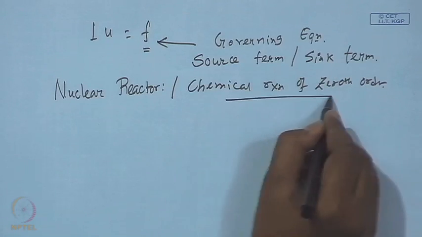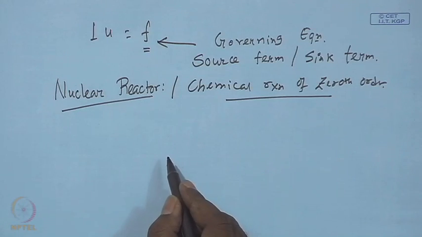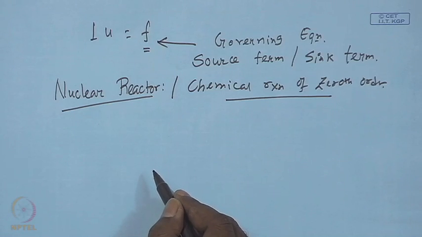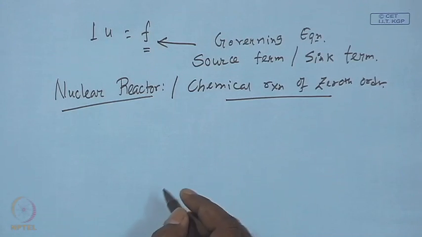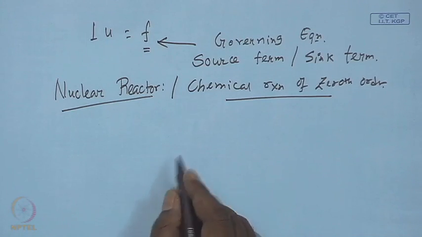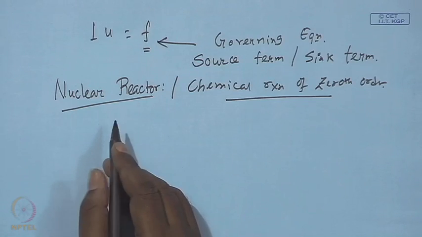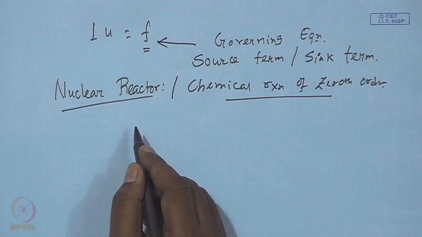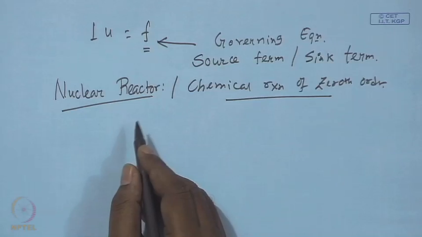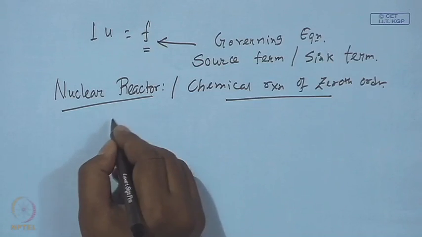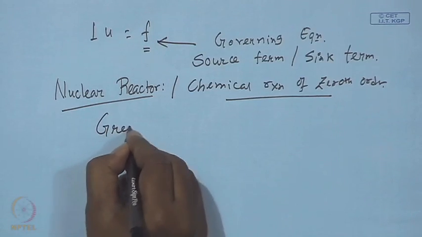One can have a sink term here, one can have a source term here. There are many other applications also, where you will be having a non-homogeneous governing equation. Let us see how you proceed for the solution of this. The method that is used is called Green's function method.